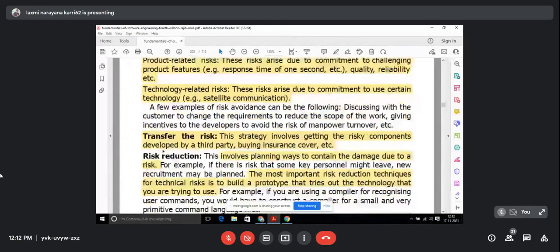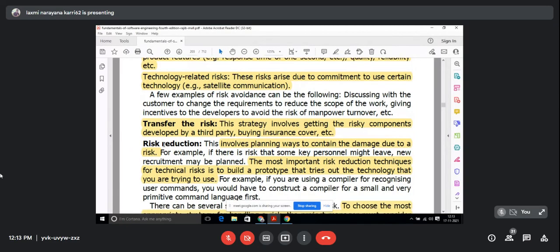Transfer the risk is another matter. This strategy involves getting risky components developed by a third party, buying insurance cover, etc. If you have designed the product, this can be transferred. If you have insurance on the product and it is damaged, it can be covered by the insurance, right? So these are placed in the category of transfer of the risk.